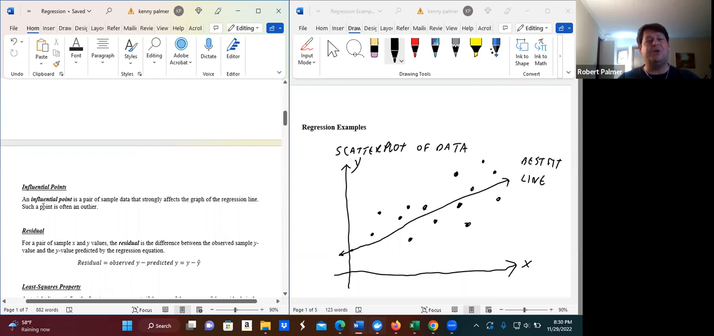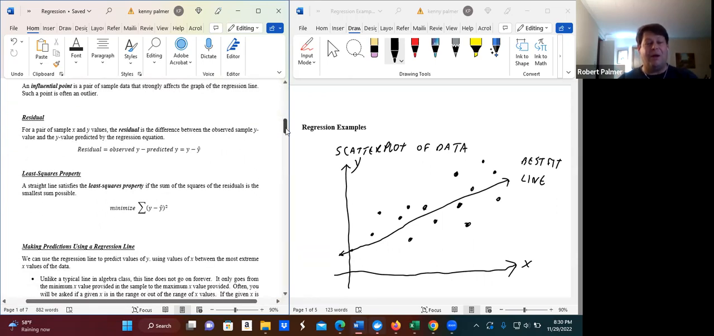Now, also an influential point is a pair of sample data that strongly affects the graph of the regression line. Such a point is often an outlier. Not necessarily an outlier, it could be a legitimate part of the data, but it's often an outlier. Now, a few more concepts, and we'll talk about how a regression line is actually created.